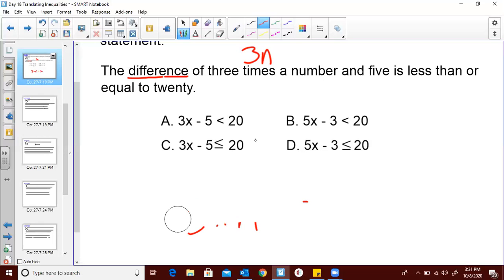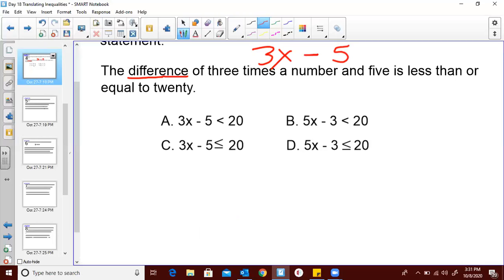And I just realized that in the answers, they're using x. So I will use x as well. So 3 times a number, and then we have our and 5. So here is where I'm going to put my subtraction from difference.